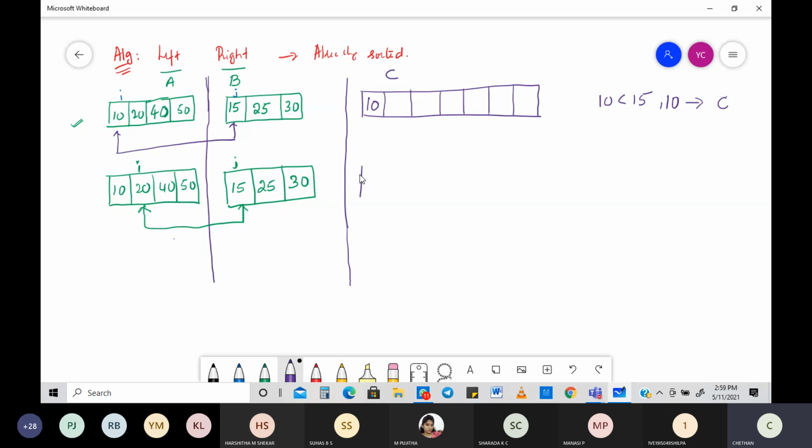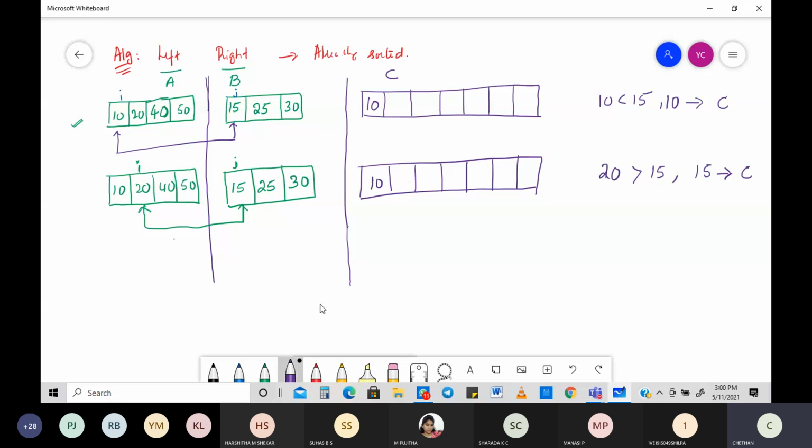Again, here also you need to write one more. I told you it's very important, because it comes for a 10-mark question, and it's a big one. 10 is already there, you don't have to do anything. Now 20 is getting compared with 15. Which one is smaller? 20 is very much greater than 15. Whichever is the smaller will be getting copied, so 15 will be getting copied to your C.